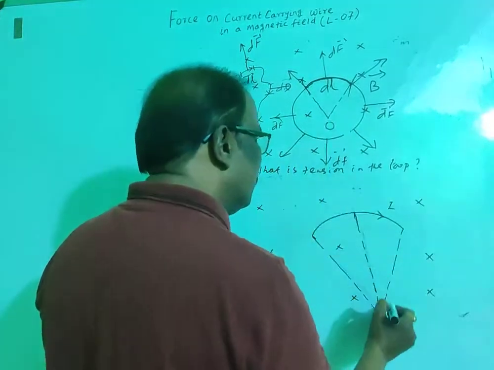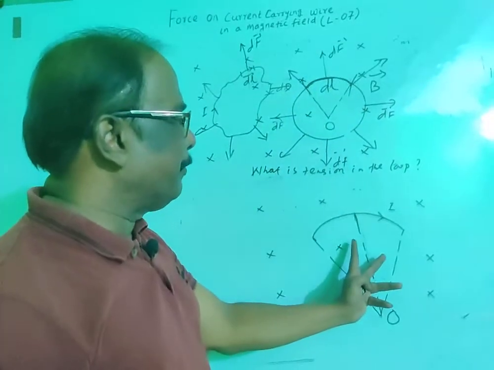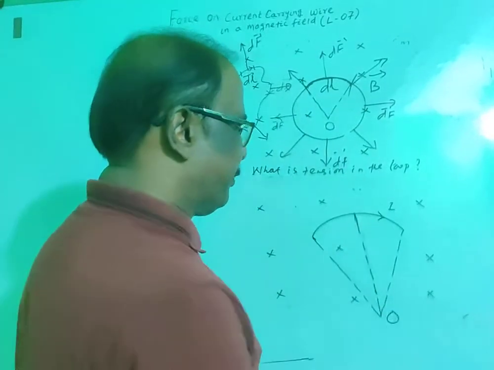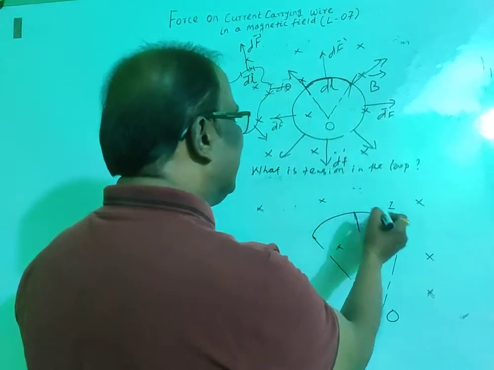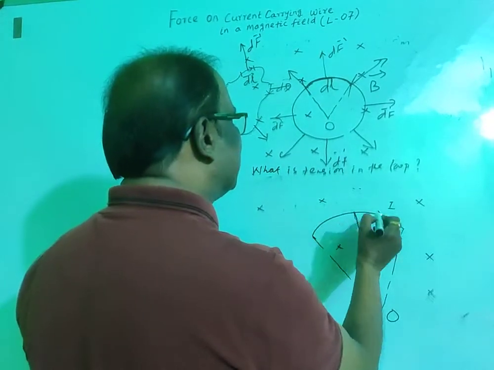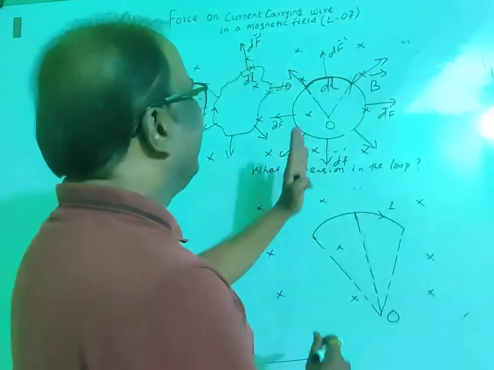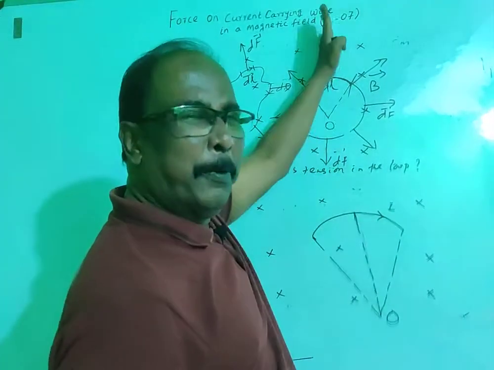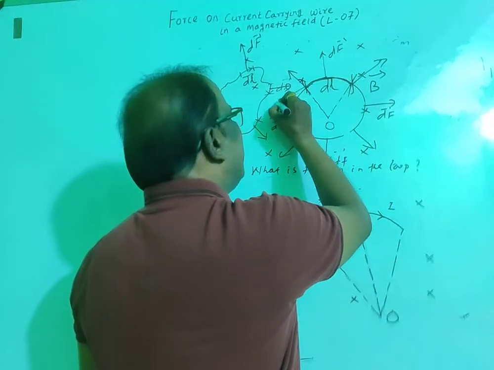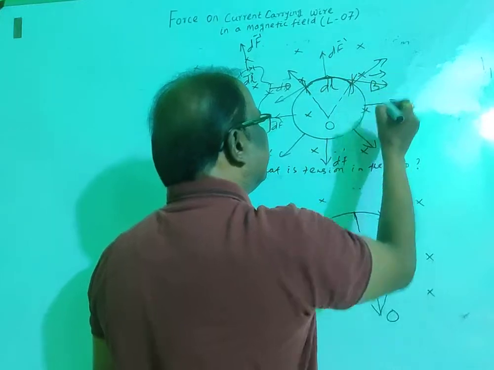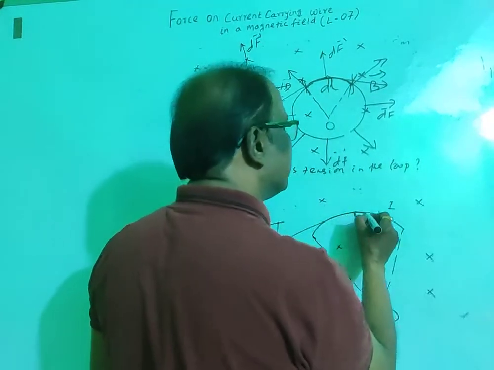This is center O, the same part. This part is taken to this point here. Current flowing is I. Total length is dl. I have taken dl. When it experiences a force in the outward direction, this part will experience tension.